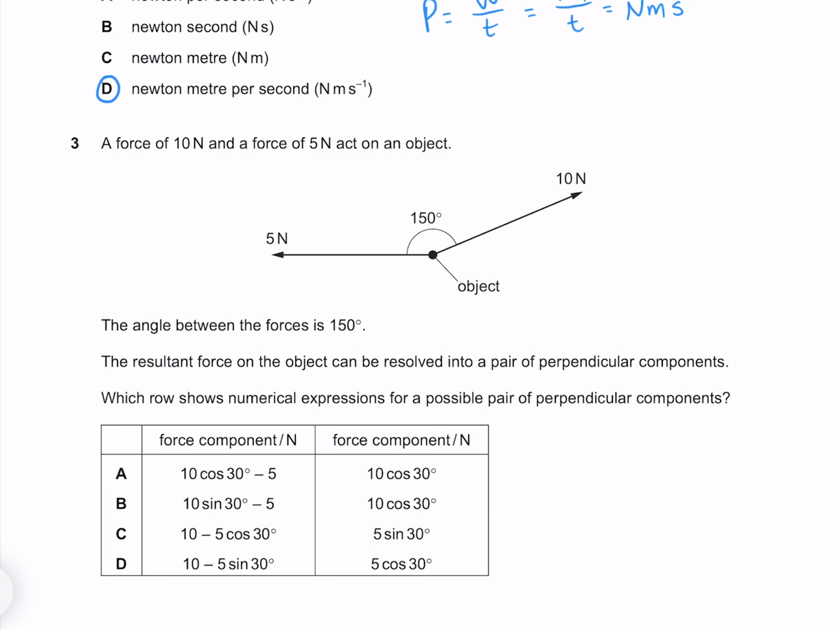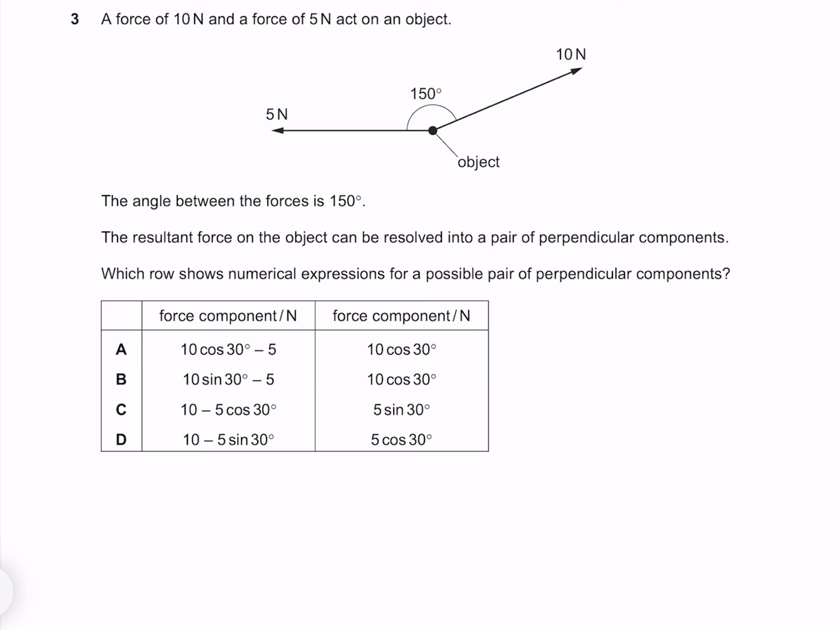A force of 10 newtons and a force of 5 newtons act on an object. The angle between the forces is 150 degrees. The resultant force on the object can be resolved into a pair of perpendicular components. Which row shows numerical expressions for a possible pair of perpendicular components?